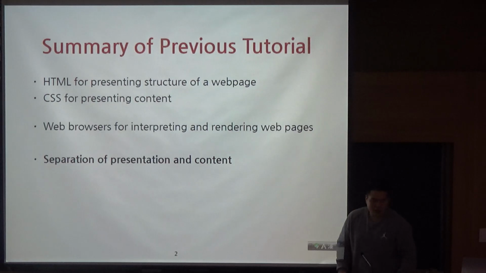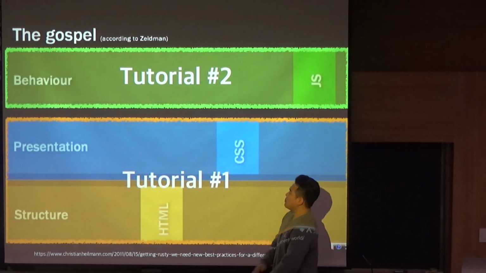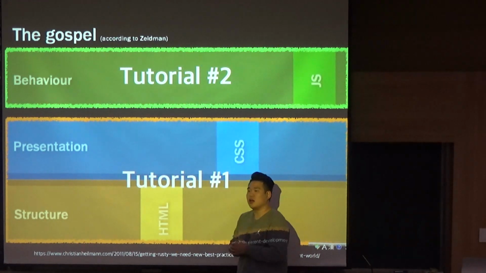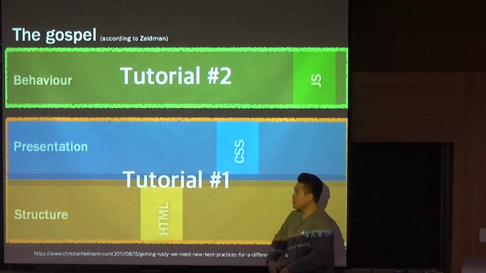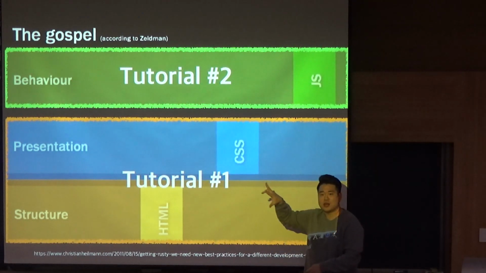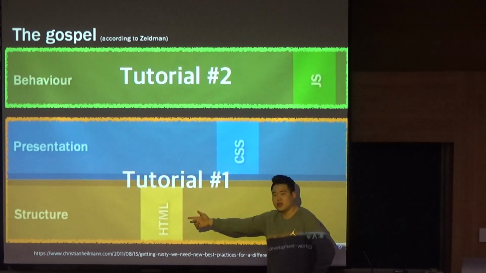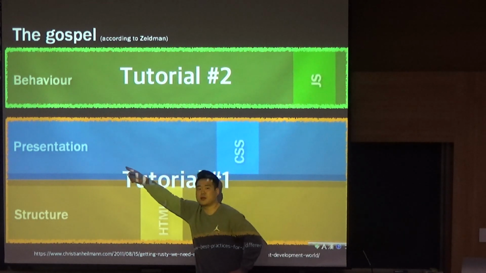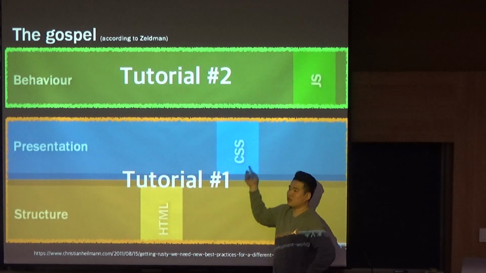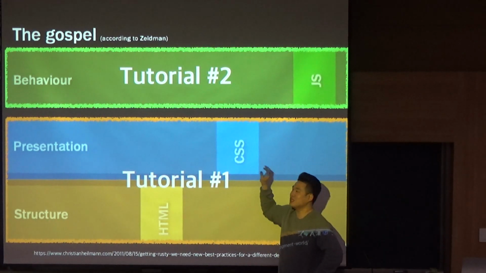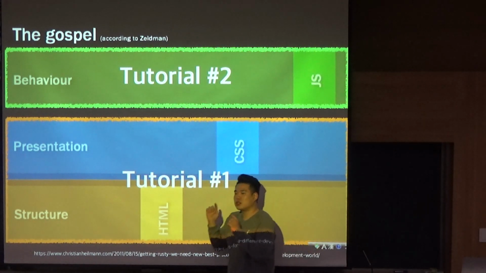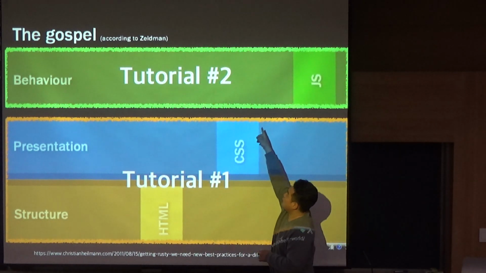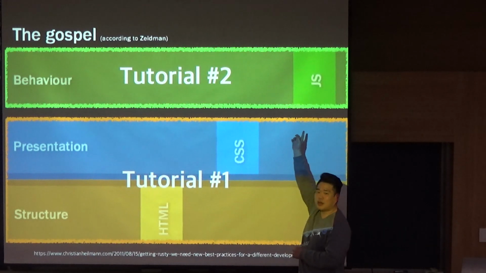So here's the summary. Last week, I presented this diagram, right? Here is the overall structure of our website. It consists of 3 layers. The first one is structure, and here we use the language HTML. Secondly, here is presentation, and we use the language CSS. And the third one, today's topic, is about behavior, action. So here we use the language JavaScript.